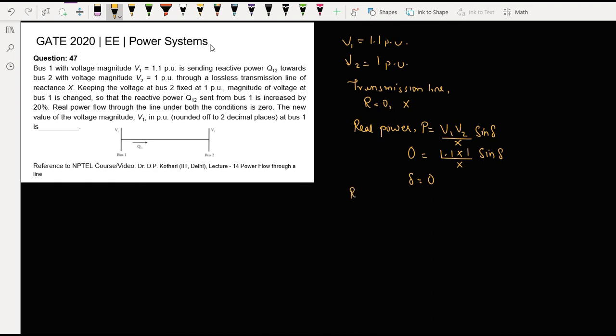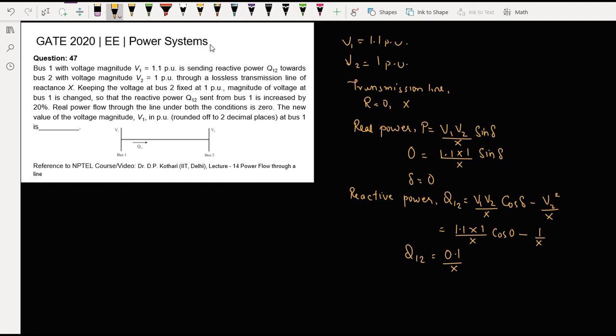Now the reactive power expression is given by Q12 equals V1 V2 by X cos delta minus V2 square by X. Again, put the values of all the parameters and we get Q12 as 0.1 by X.